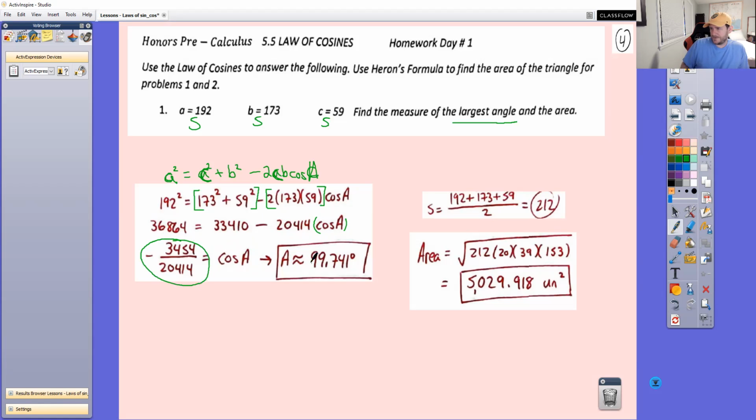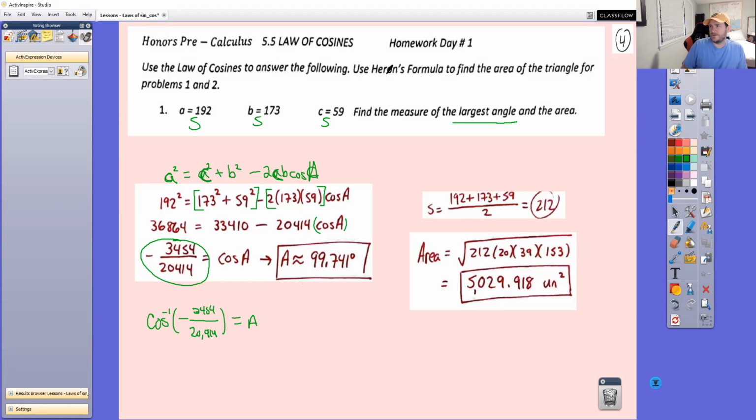And then to get to the answer, geez, I'm really not showing work. I wonder if you guys could hang with this level of work being shown. I hope most of you could, but how did I get from here to here? All I did was draw an arrow. We applied inverse cosine, right? You have to take the inverse cosine of both sides. So I'm doing the inverse cosine of that big old fraction, 3454 over 20,414. And that's how you get A. Do the inverse cosine of that. I'm getting 99.741.